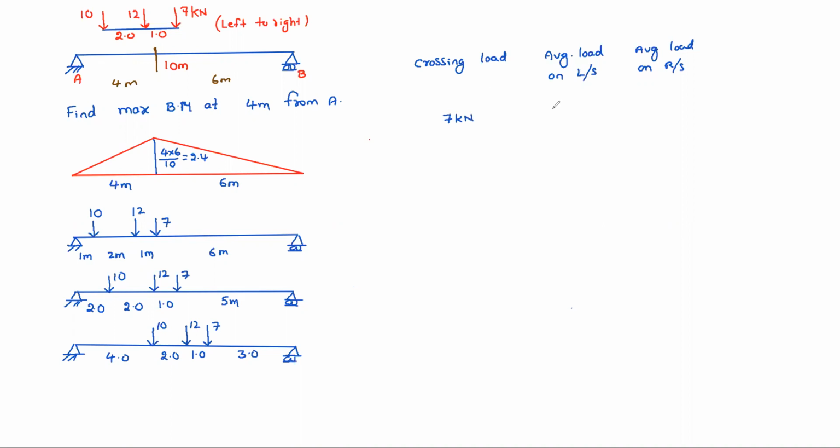Left side total load is 10 plus 12. Average loading means load divided by span. Right side load is 7 just crossed, 7 by 6. Left side, 10 plus 12 by 4, that is 22 by 4, which is 5.5. And 7 by 6 is 1.17. See, average load on left side is more, right side is less.